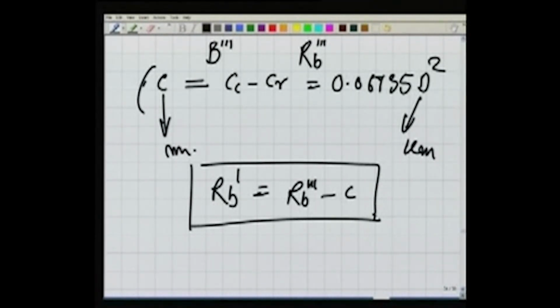So we have seen today what is the meaning of leveling, how do we do that, what are the levels and staff, and finally how to apply correction for curvature and refraction.